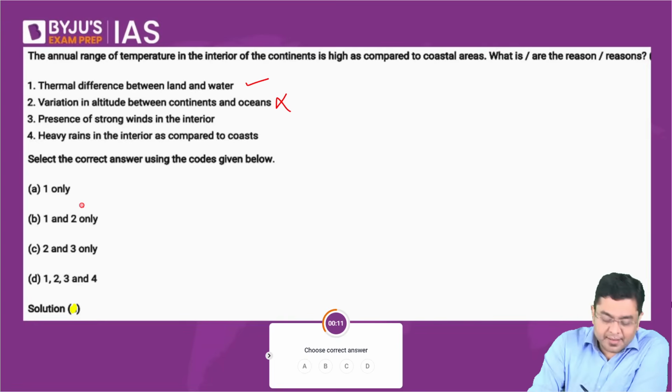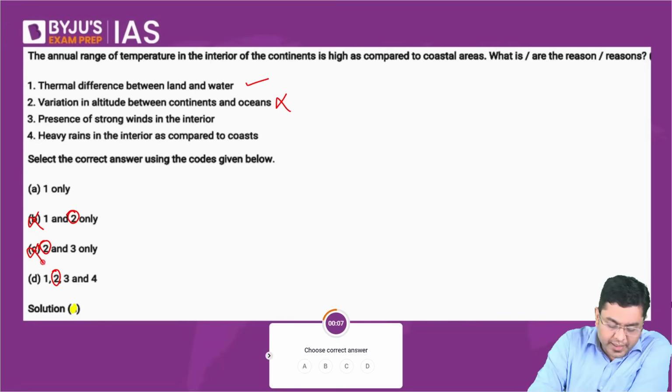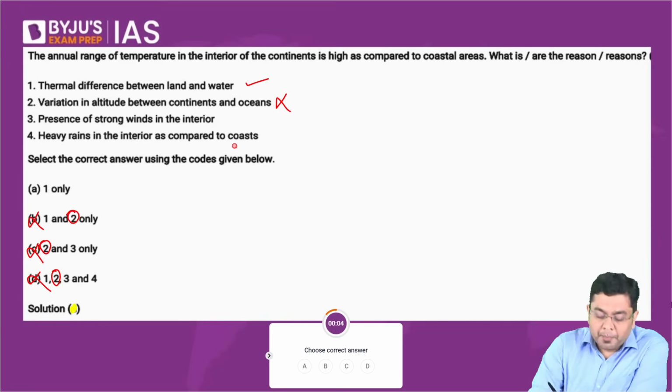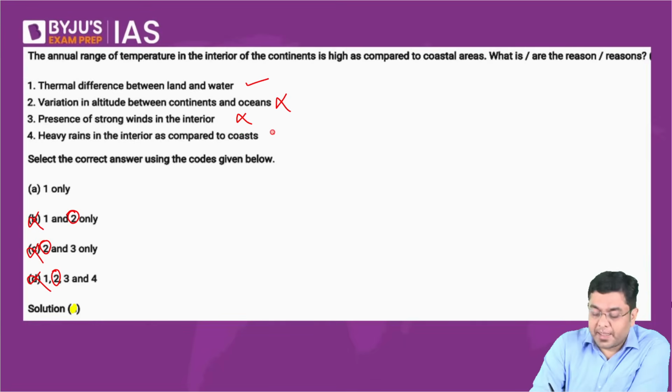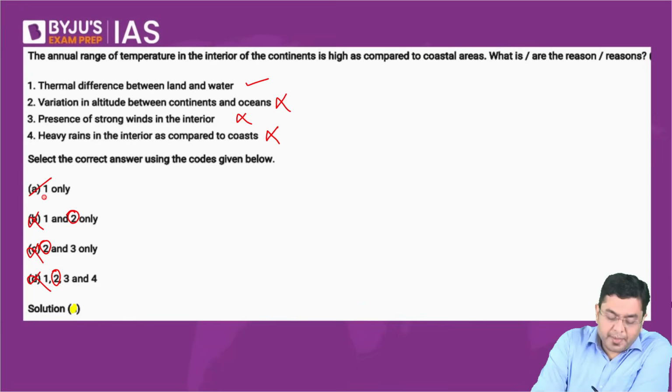Now, again, these were the good old days of elimination where you could easily eliminate all the areas where the error has occurred. Presence of strong winds in the interior, incorrect. The winds are very, very strong in the coastal areas. They are not strong in the interior. Heavy rains in the interior as compared to the coast. This is also incorrect. So that is why the correct answer will be A.